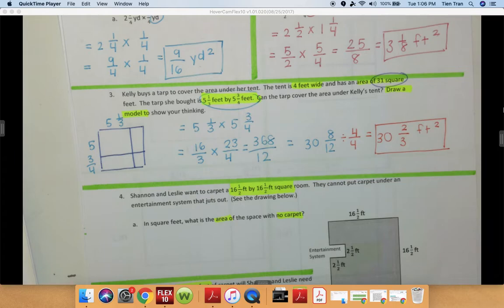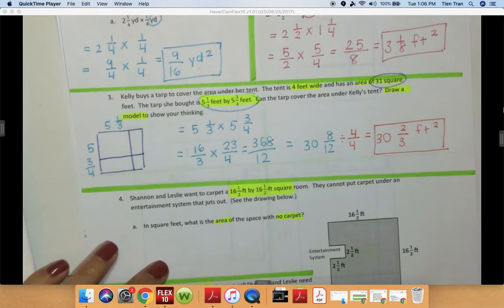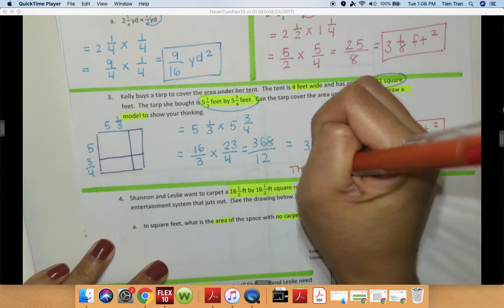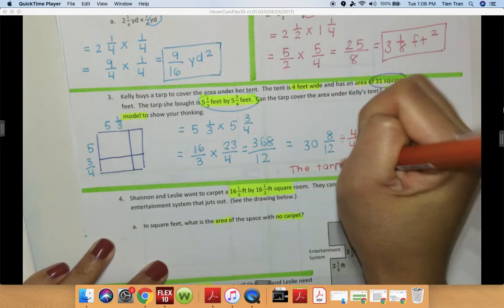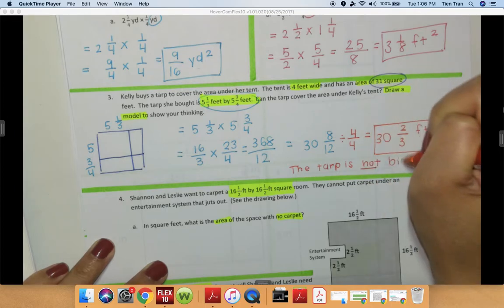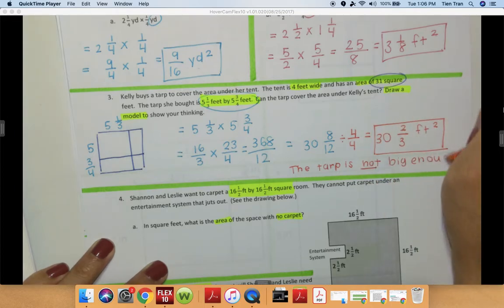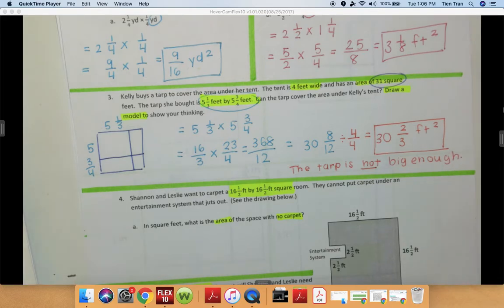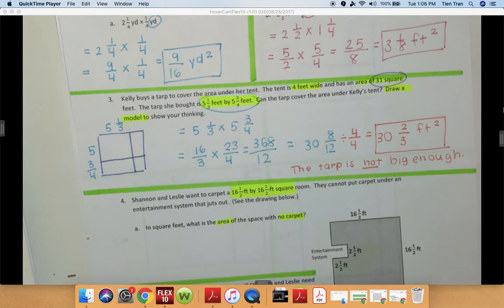So it says right here, is the tarp big enough? Okay. So looking at this, the tarp is not going to be big enough. The tarp is not big enough. So I'm going to write that down. The tarp is not big enough. Okay. Now I'm going to move on to problem 4.